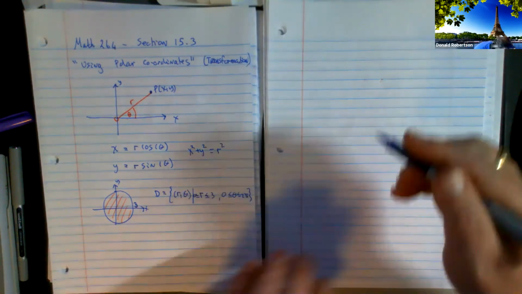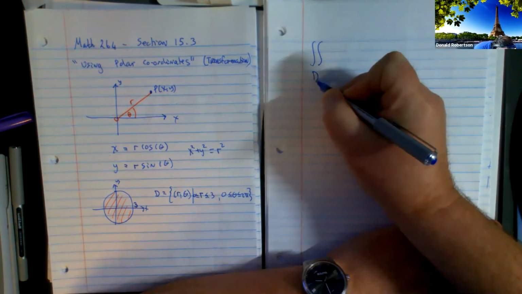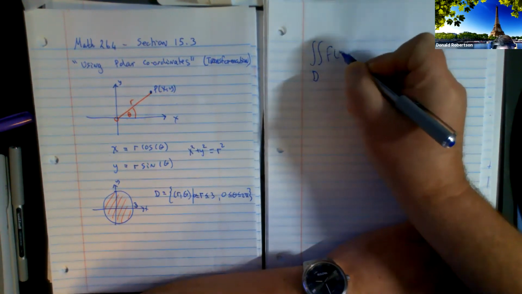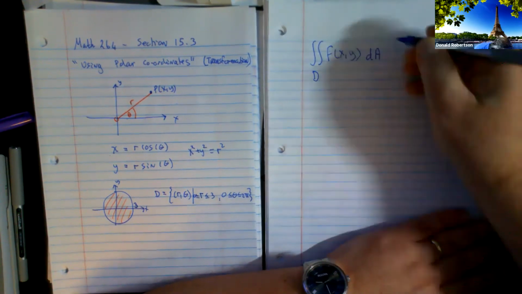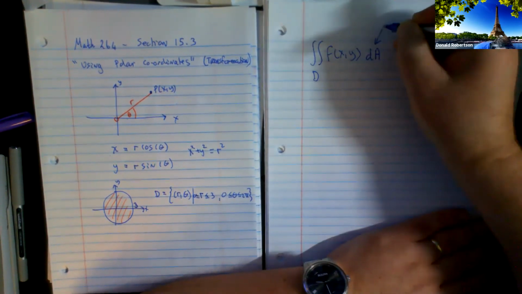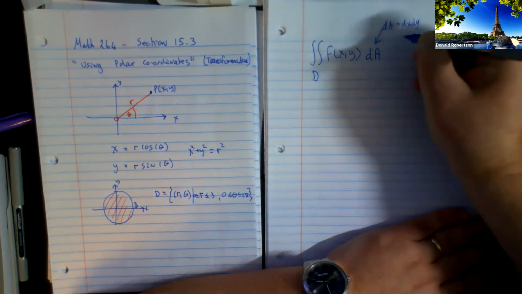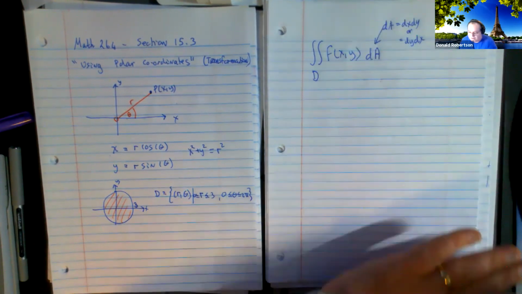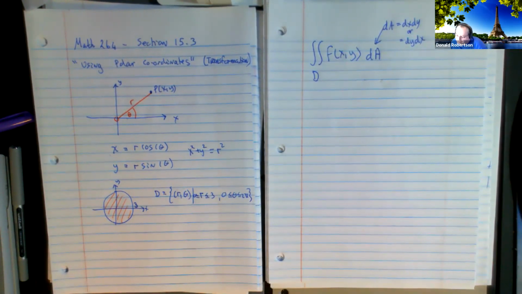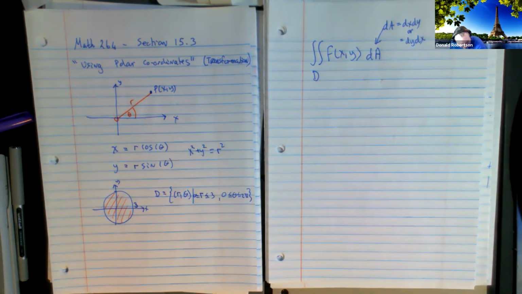Well, a double integral over a region D of some function f of x, y dA, where dA is either dx dy or it's dy dx, right? We recognize that that's just a placeholder, isn't it? Because sometimes you do x first, sometimes you do y first. So dA is a differential over an area, right?